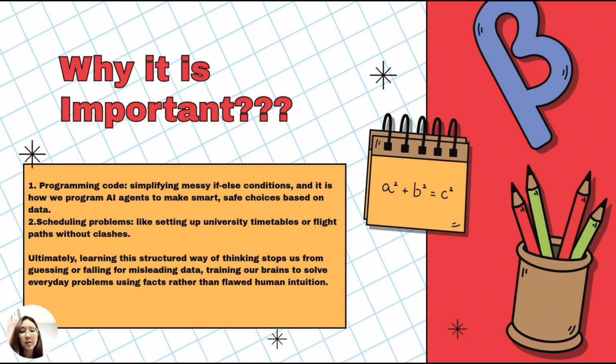Besides that, it is important because in real life, mastering the logic behind these puzzles is what allows us to write glitch-free programming code by simplifying messy if-else conditions. And it is how we program AI agents to make smart, safe choices based on data. It is also the exact math used by logistics software to solve massive scheduling problems, like setting up university timetables or flight paths without clashes, by running thousands of constraints through a logical solver in seconds.